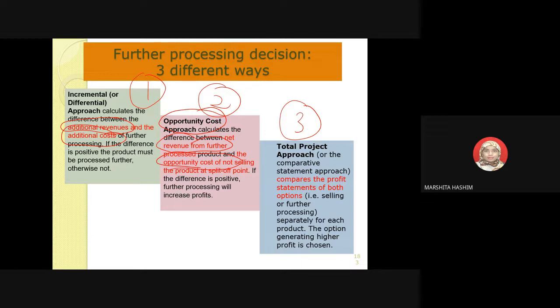The third approach, you can use a comparative income statement. That means you compare profit statements of both options. First, you prepare a profit statement if you sell your product at split-off point. And then you further process, you calculate again, you prepare your income statement after further processing. Then you compare your net profit. Which one is higher? That one will be your decision.